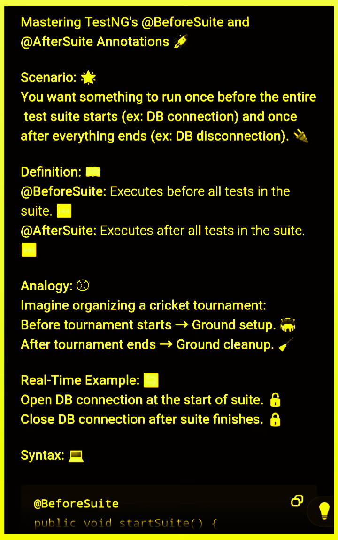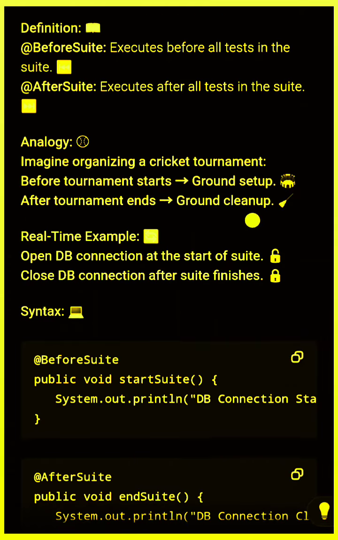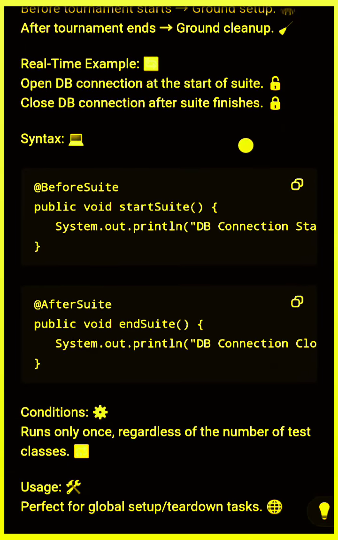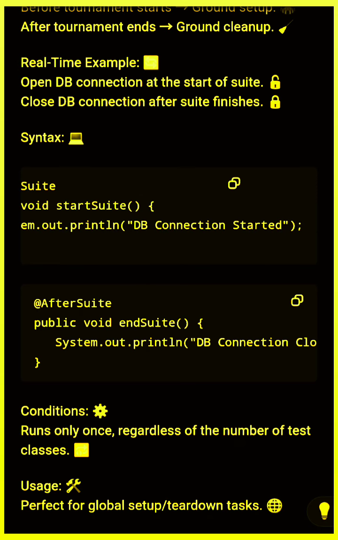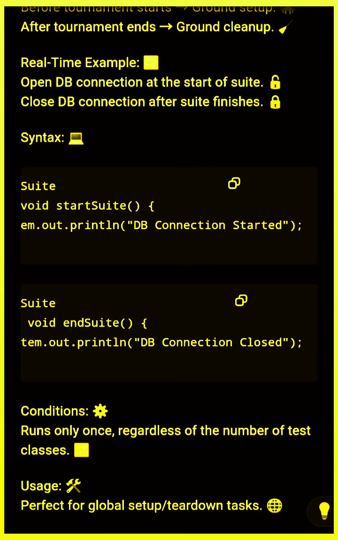If we consider the same thing for a real-time example, open the DB connection at the start of the suite and close the DB connection after the suite finishes. Now if we see the syntax, how we are going to write these @BeforeSuite and @AfterSuite. We write the method public void startSuite, and we print statements like DB connection started. It is similarly the same for @AfterSuite, public void endSuite, with System.out.println DB connection is closed.